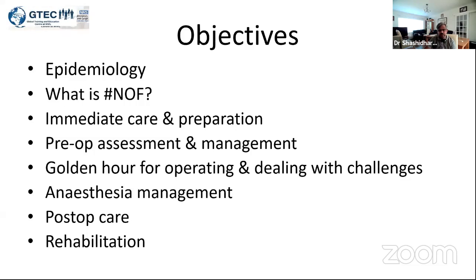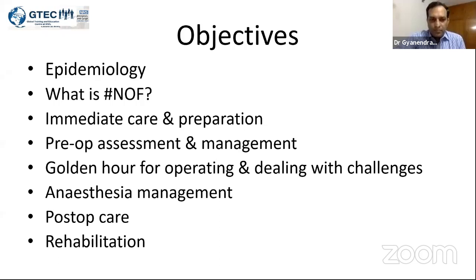Mainly I will share my experience of anesthetizing patients with fractured neck of femur because I've been a trauma anesthetist for some time. And why fractured neck of femur is so important, because we consider it a major public health emergency. And the importance of pre-op assessment, management, and the golden hour.